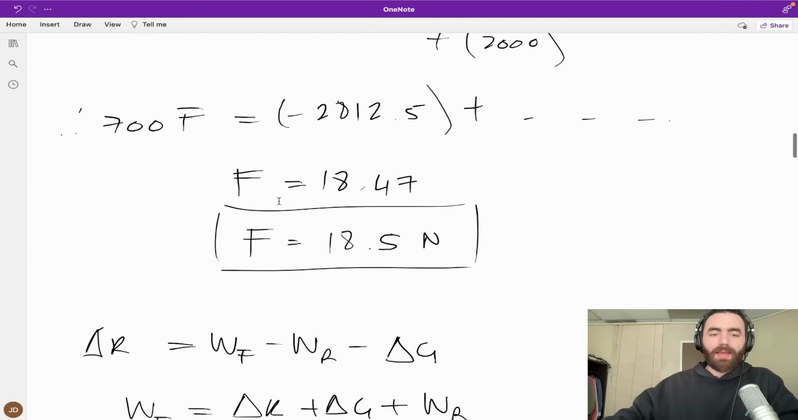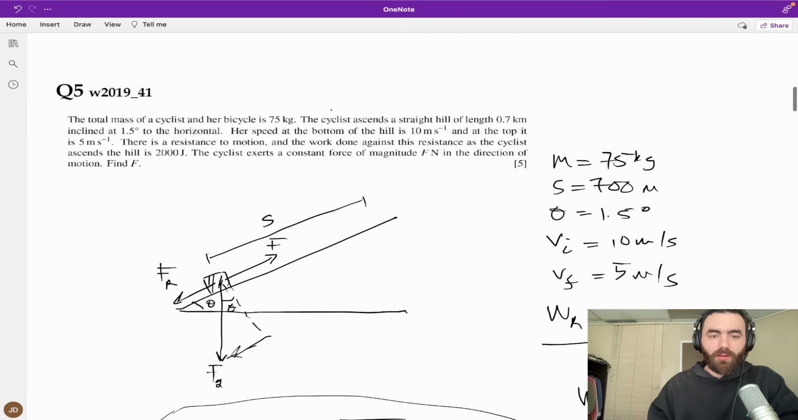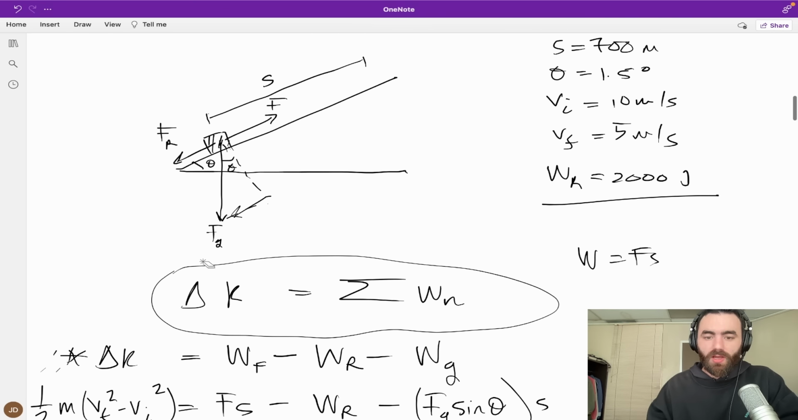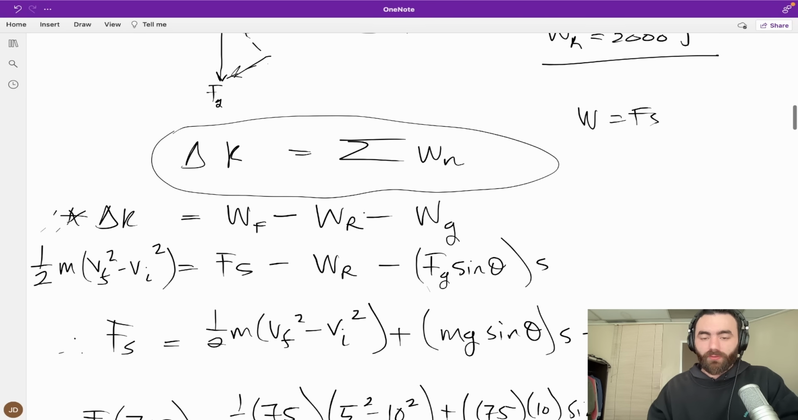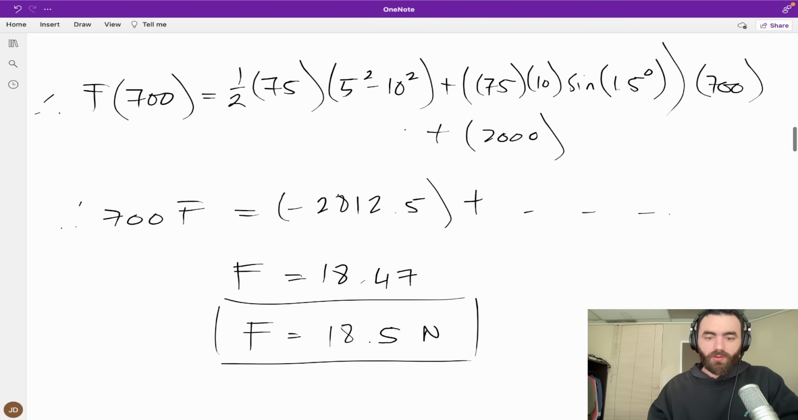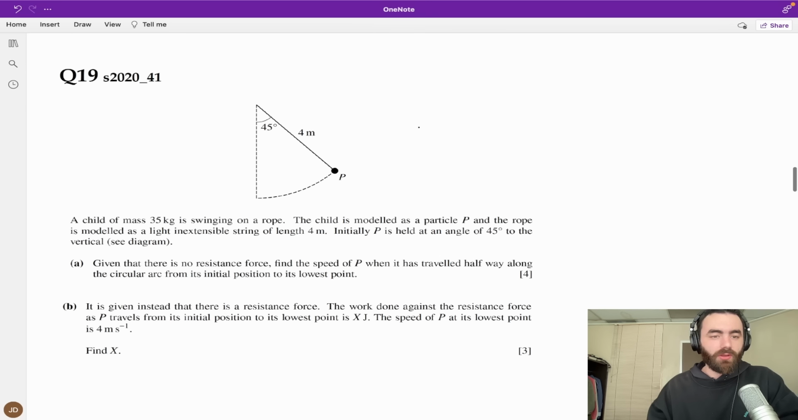And there are so many questions like this in the worksheet with slopes and forces. By using this equation, you're going to get all of these work done, and then you figure them out, and then you figure out different things from them. So just use that equation and everything will be fine.